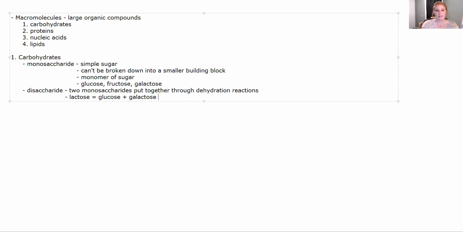Okay, so lactose is a monomer of glucose and a monomer of galactose put together through a dehydration reaction. And that creates the sugar in milk called lactose.